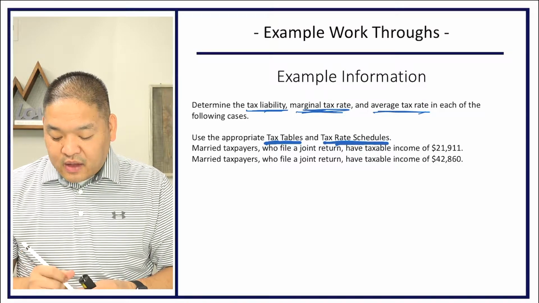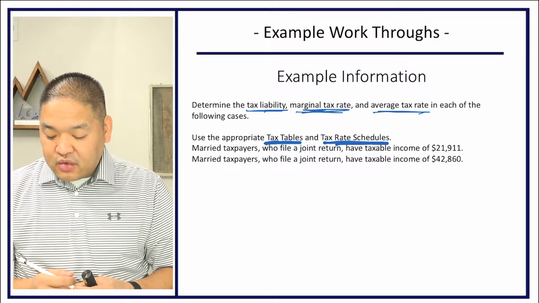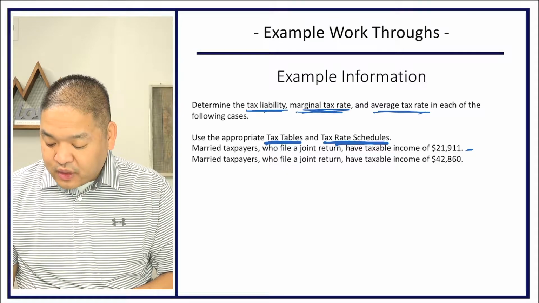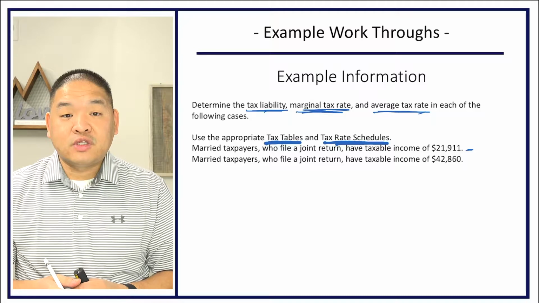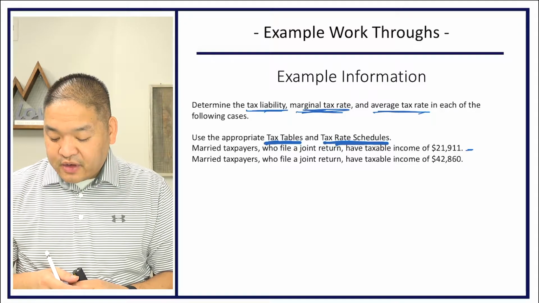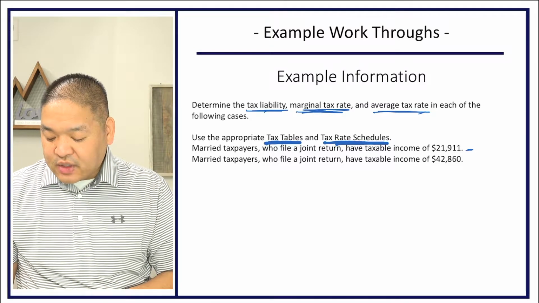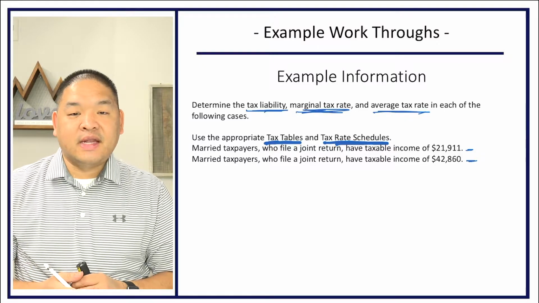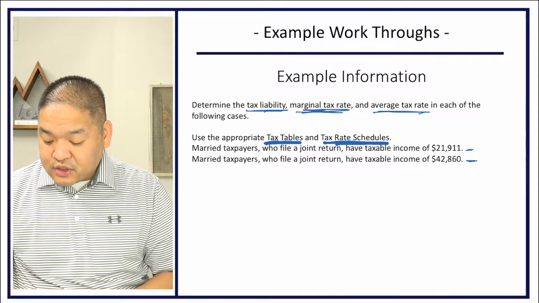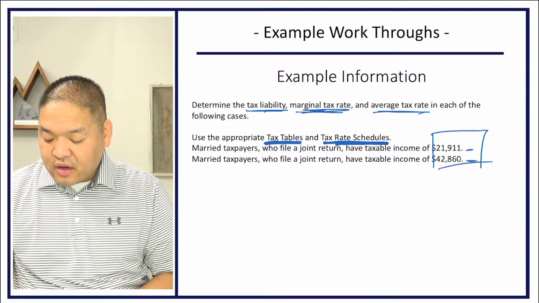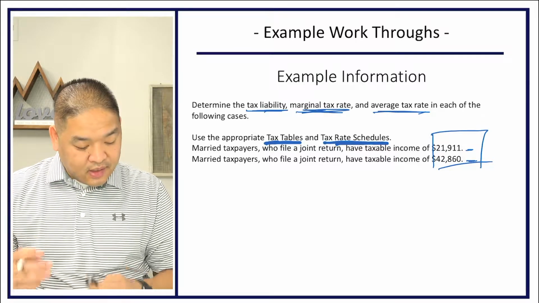Now, we've got a married filing joint, looks like, who has a taxable income of $21,911. We also have a married filing joint who has a taxable income of $42,860. So we're going to be trying to figure out what the taxes are for those two numbers.